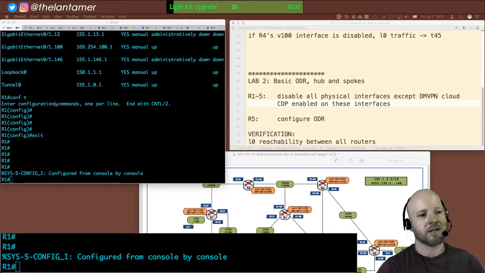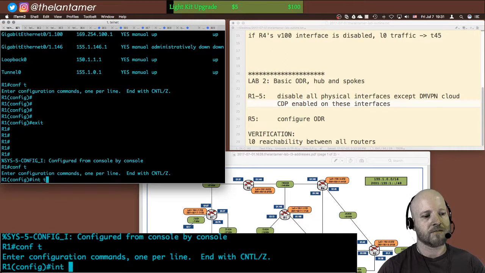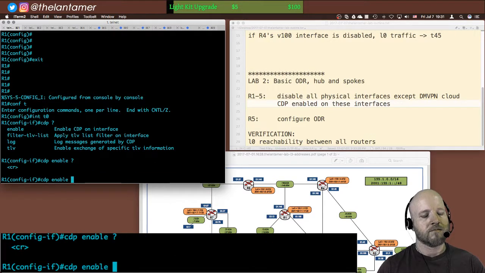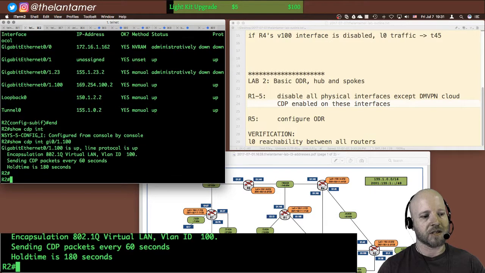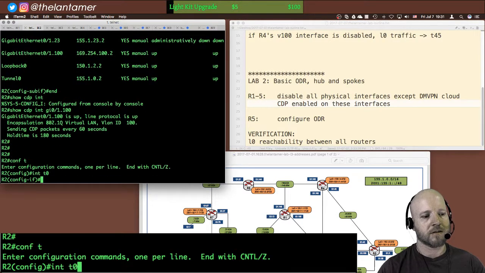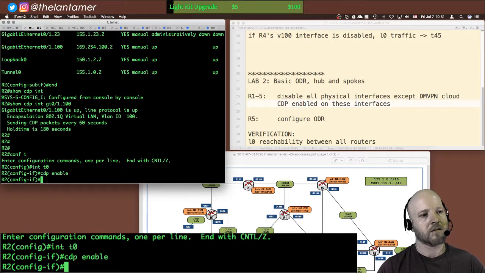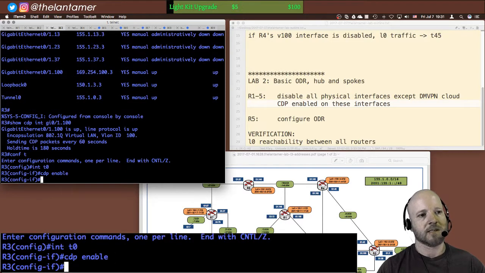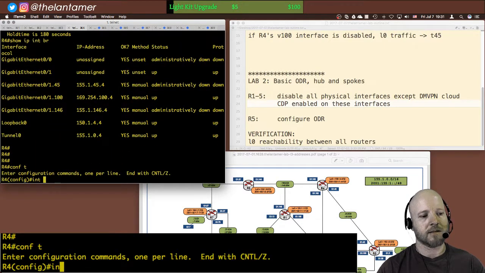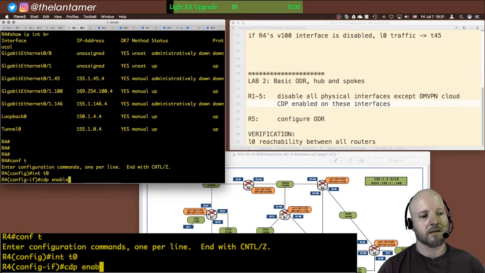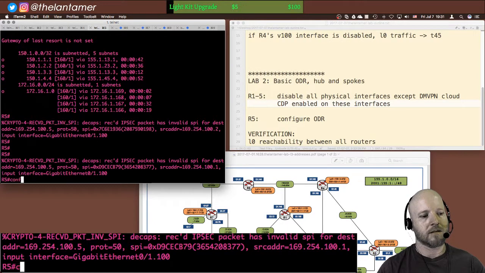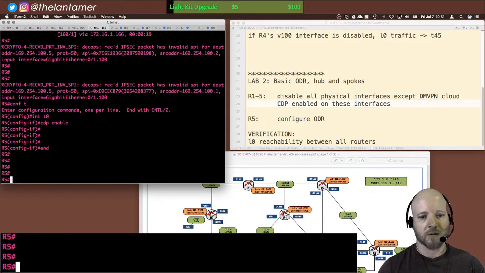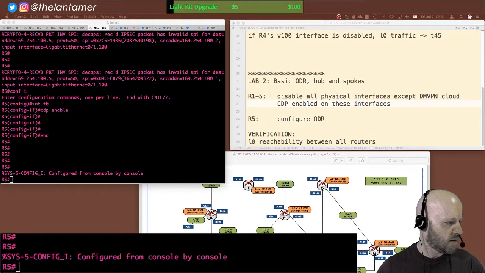Okay. I do have to enable it on the tunnels. So CDP on tunnel interfaces is not enabled by default. It's probably why the ODR table was so confusing. That router was confused, man.